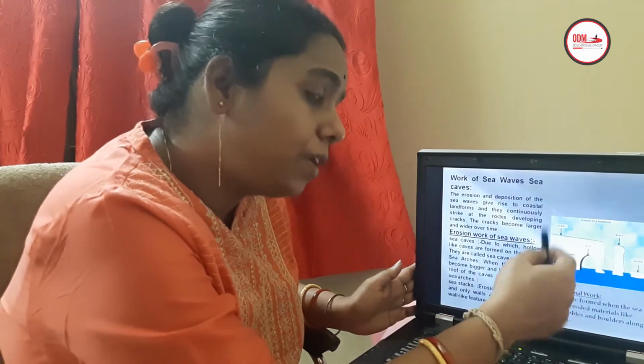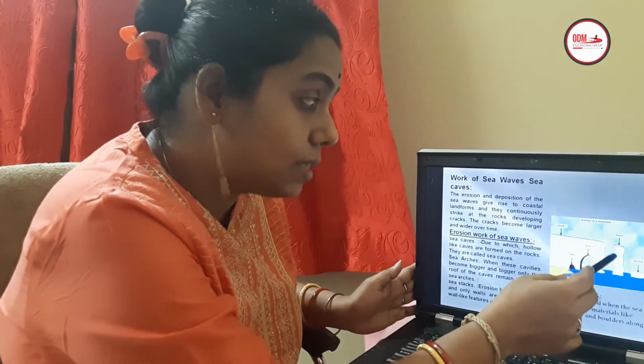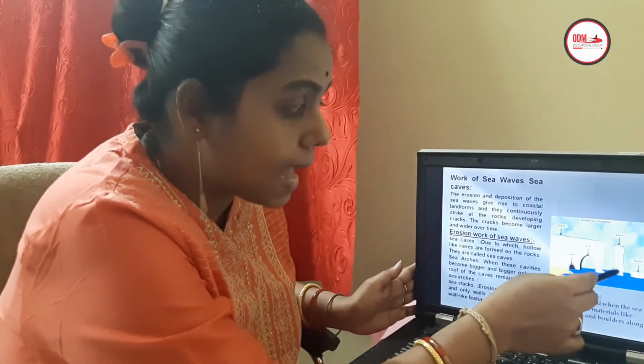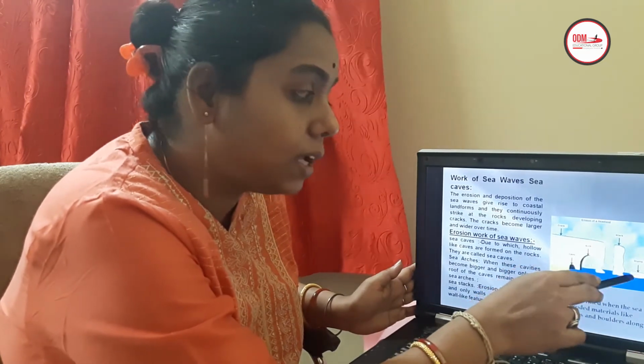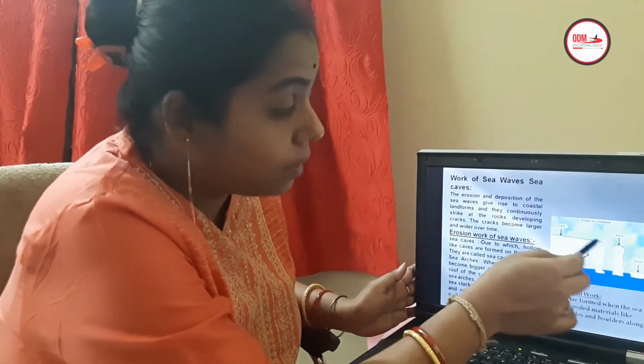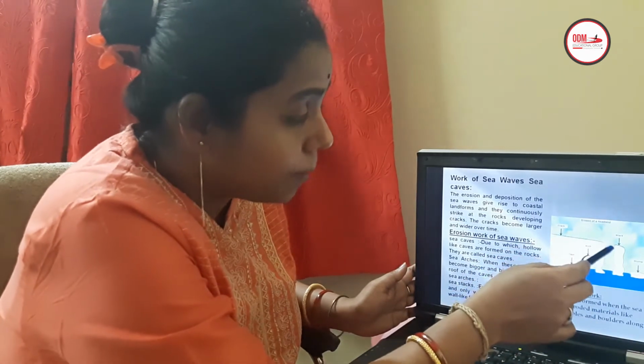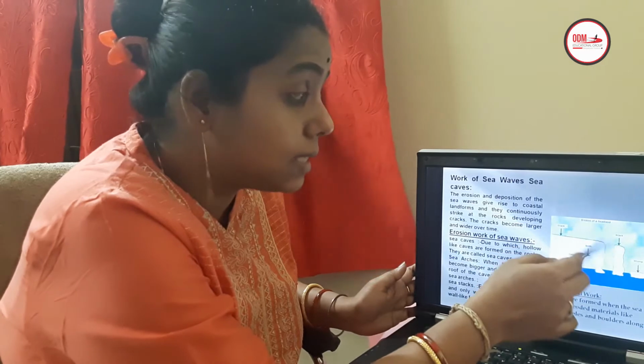But after continuous erosion, you will see the remains of a stack only, with a pillar-like construction. So that is called a sea stack. And after that, the erosion will totally drop down the stack. Now with these erosion activities, one more is that the sea cliffs are prepared, which are facing towards the ocean.